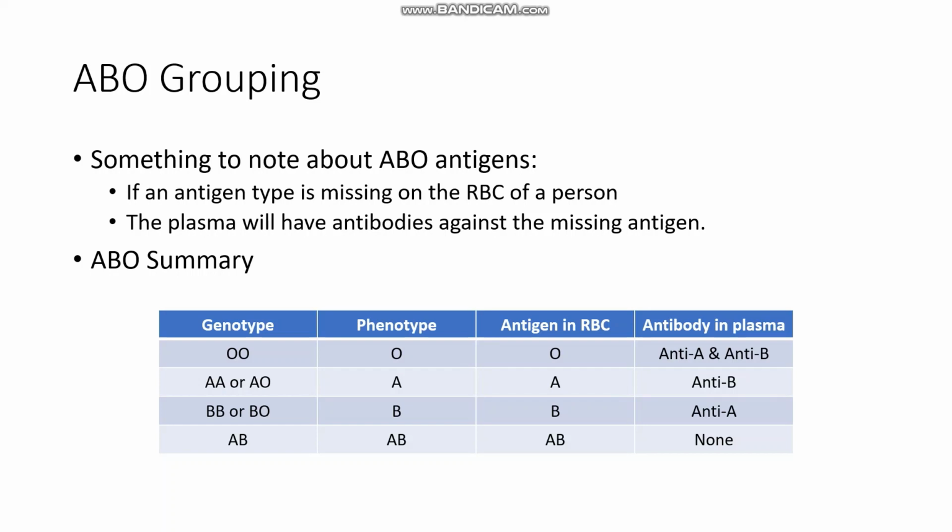The genes coding for the A and B antigens are codominant, but the O gene is silent. It's only expressed when neither A nor B is present. This is why a genotype of AO or BO still express themselves as A or B blood groups respectively.